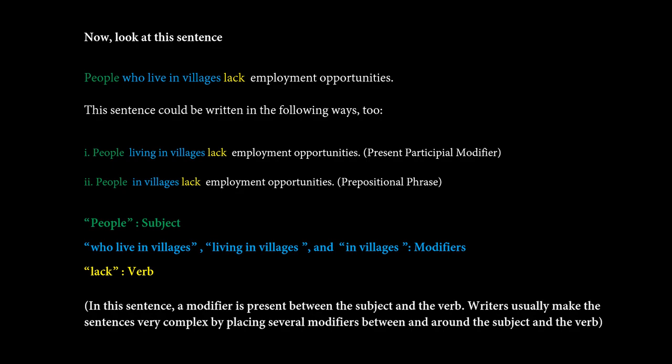Writers usually make these sentences very complex by placing several modifiers between and around the subject and the verb. If you could identify the subject, the verb, and the modifiers, and if you could understand the meaning of each component, then you could easily understand the meaning of the whole sentence, no matter how complex it is.